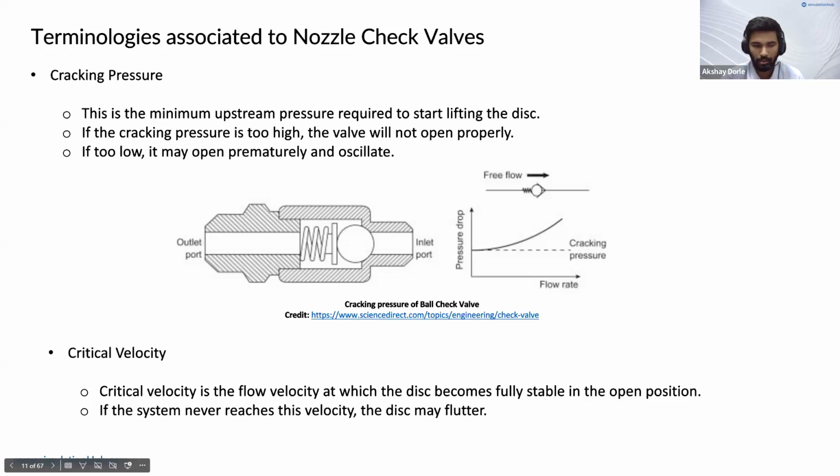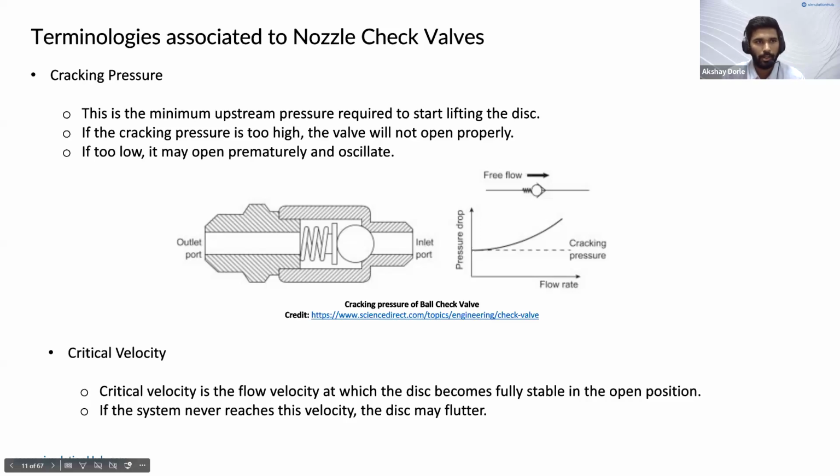As we have seen in the nozzle check valve, it must have some initial velocity. So we'll go one by one. First is the cracking pressure. The nozzle check valve has a disc, and behind it there's a spring. In general, it's a pre-stressed or pre-compressed spring, so that it's completely closed. It gives proper bubble-tight shut-off sealing in case of no flow conditions. So the cracking pressure is the minimum upstream pressure required to start the opening of the valve.